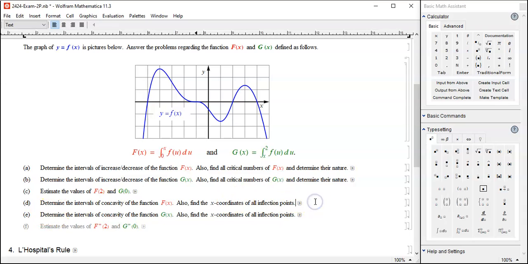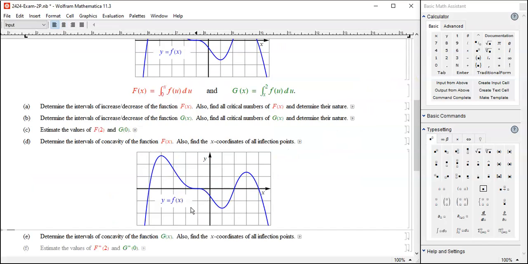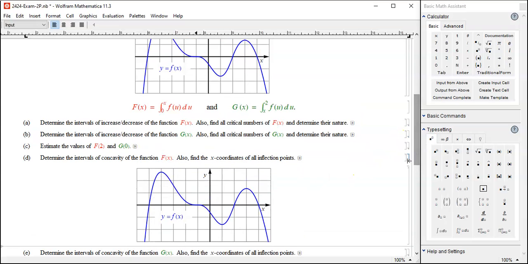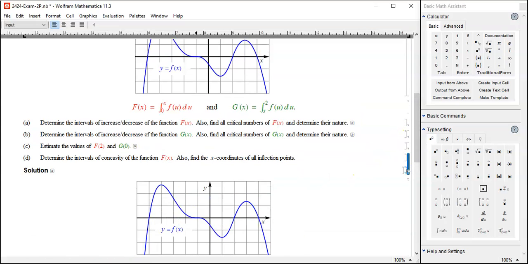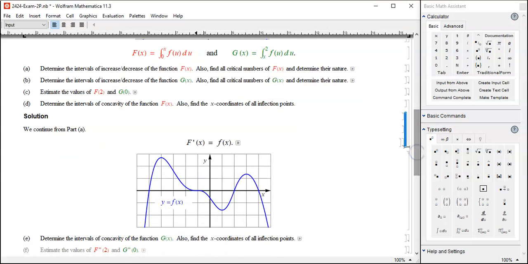D. Determine the intervals of concavity. Okay, we talked about increase and decrease when the derivative function is given. How about concavity and inflection points? Well, we already saw the key idea. Capital F prime is small f.